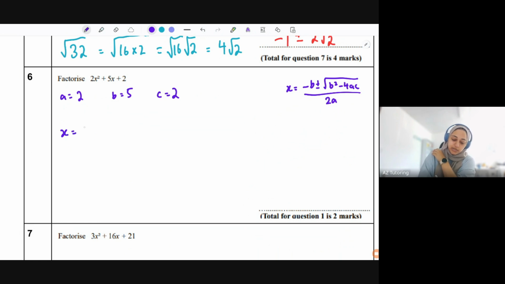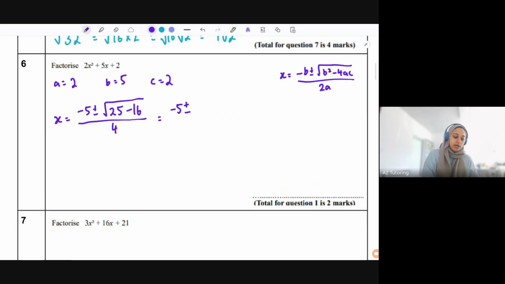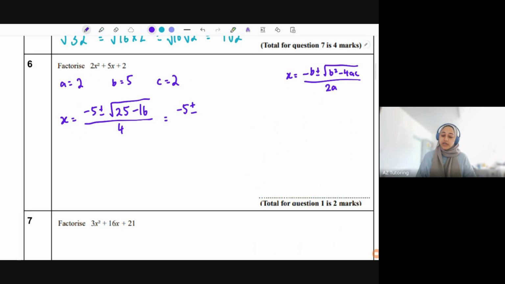So x equals minus b, which is minus 5, plus or minus the square root of b squared. 5 squared is 25. We've got minus 4 times a, which is 2, times c, which is 2. We get minus 16, all divided by 2a, which is 2 times 2, which is just 4. We've got minus 5 plus or minus the square root of 25 minus 16 gives you 9, and the square root of 9 is just 3. So I can put 3 there, all divided by 4.